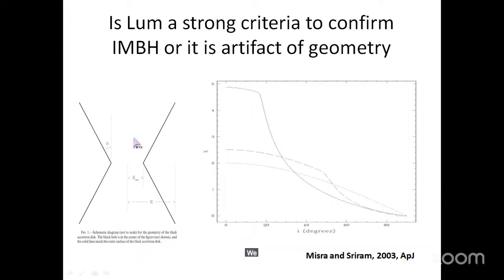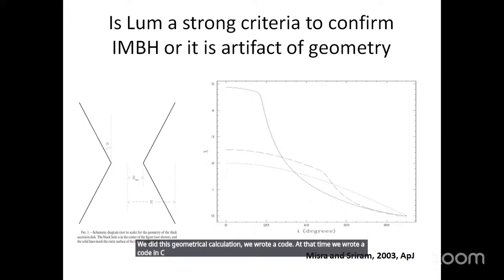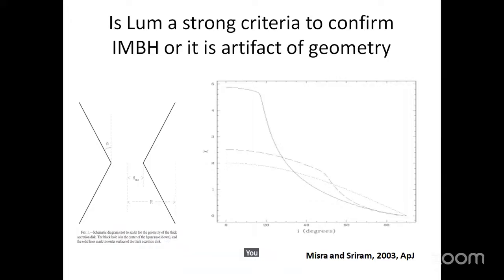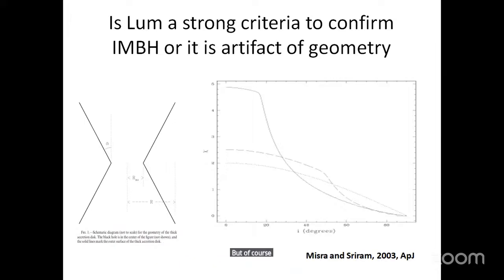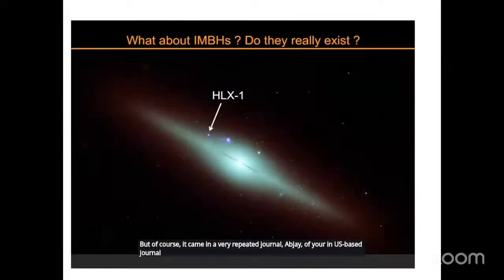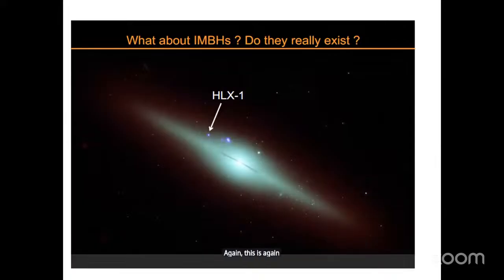We did this geometrical calculation. We wrote a code in C, which ran for, let's say, 2 days to get one curve. And we found that you can explain the luminosity difference, if it is just 5 times the baseline luminosity. If it is 100 times, even this model can't explain it. This was a very small MSc project, but of course it came out in a very reputed US-based journal, ApJ.